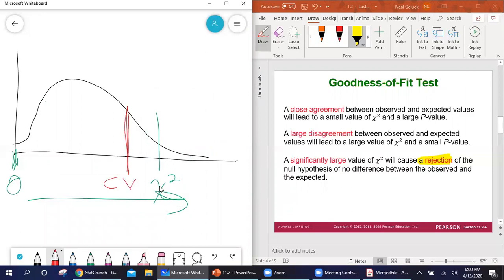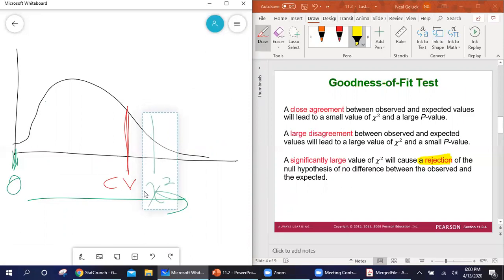And the question is going to be, if the chi-square value is beyond the critical value, we're going to reject. If it's inside of the critical value, or on the left side of it, that's not weird stuff, we're going to fail to reject. And again, this is a lot of theory right now. We'll get to some hard examples in just a little bit.